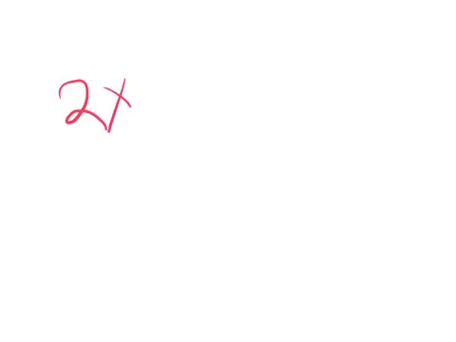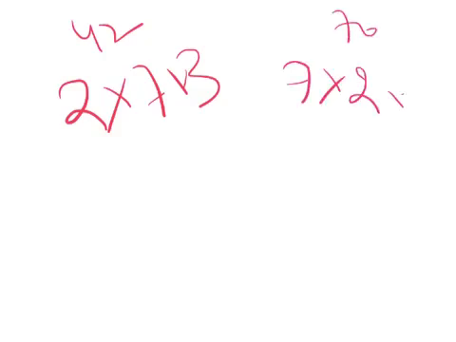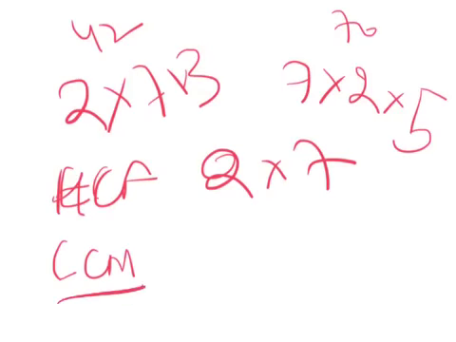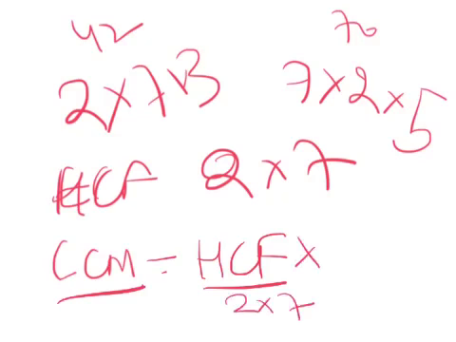Fresh page: 2, 7, 3 for 42 and 7, 2 and 5 for 70. So HCF is easy, it is 2 into 7. What about LCM? Your LCM is always, first of all, HCF is always a part of LCM. All the common factors, which is 2 into 7, into all the non-common factors.